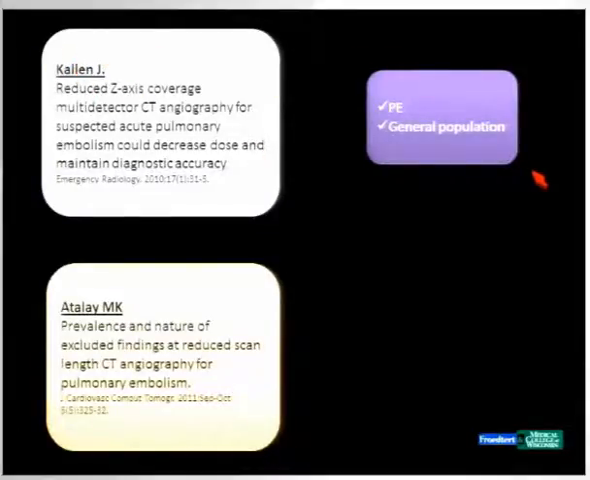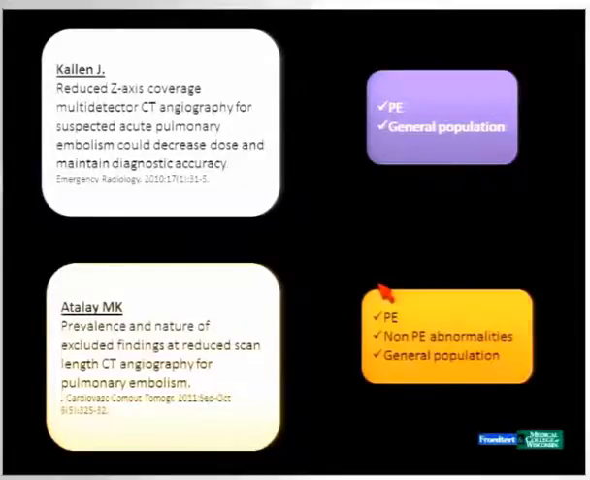Callan looked at the distribution of PE, and they mainly concentrated on the general population, and they found out that we don't really miss any PE diagnosis. Atali's group looked at PE as well as non-PE abnormalities, also in the general population, and they projected the same kind of results.